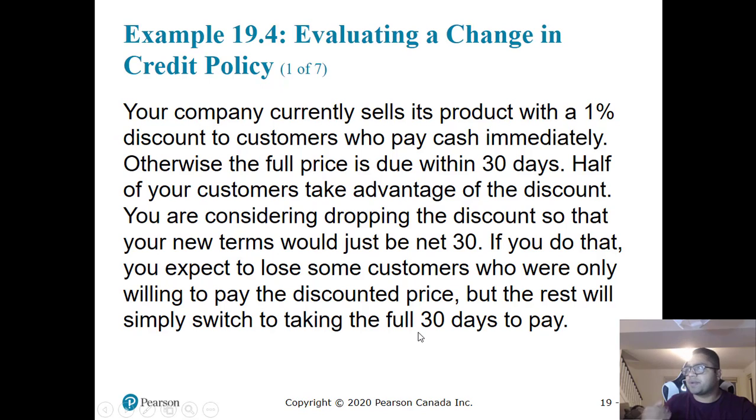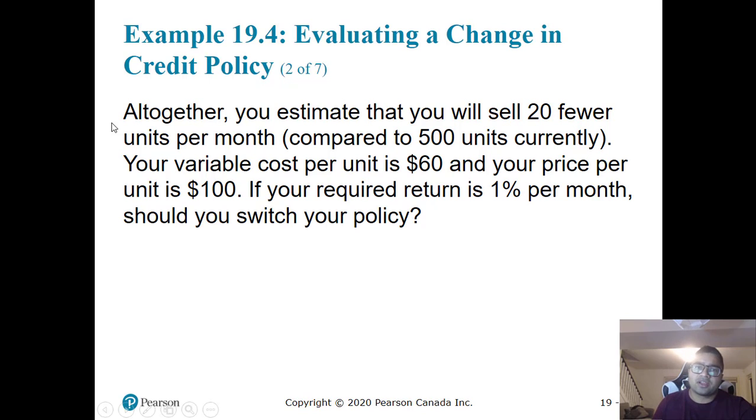So you are expected to lose some customers because some may like only to pay in cash, they do not like credit. Although you estimate that you will sell 20 fewer units per month because some customers will not buy from you, compared to 500 currently, your variable cost is 60 and your price is $100.